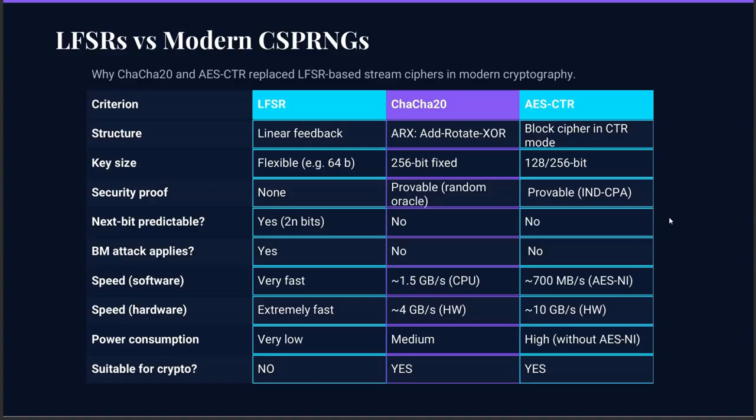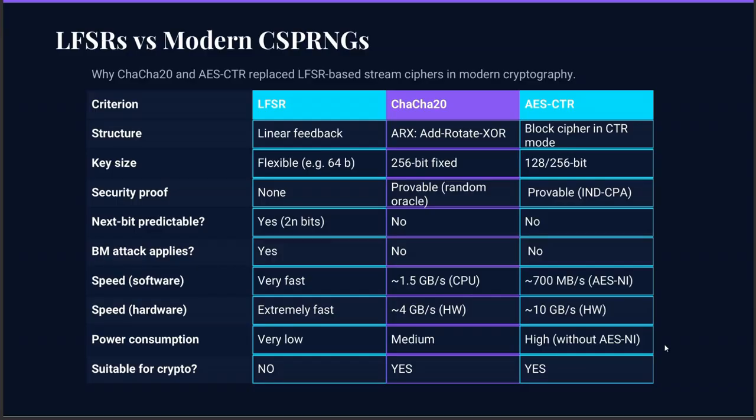Now let us compare LFSR with modern cryptographic generators. Modern systems such as ChaCha20 and AES-CTR were specially designed for cryptographic security. Unlike LFSRs, they are not linear. They resist next bit prediction, and Berlekamp-Massey attacks do not work here. The modern ciphers also provide strong mathematical security, resistance against modern attacks, and formal cryptographic analysis. LFSRs are still faster, simpler, and low power. But cryptographic security is much more important than raw speed. This is why modern systems replace standalone LFSRs.